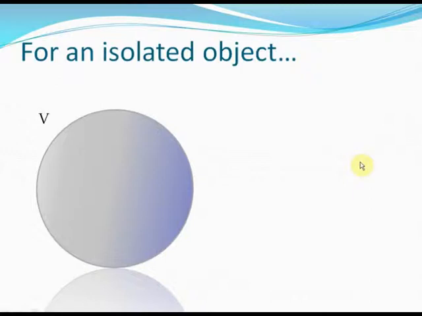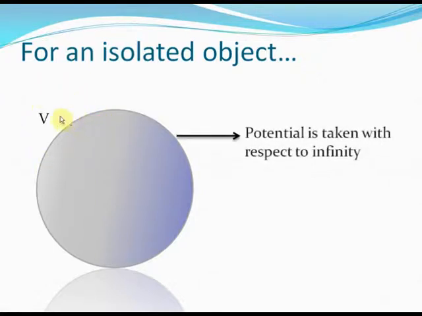Now what if you cannot actually consider two terminals at all in the first place? Let's say you have a sphere like this. Now where are the two terminals in the sphere? In this case, the potential V refers to the potential of this sphere with respect to infinity. So basically the second terminal is taken to be at infinity in case of isolated objects.